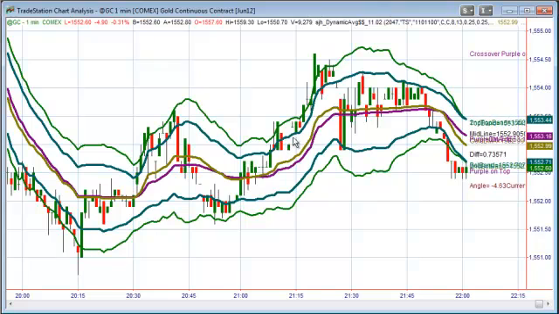The first band, the inner one, is cyan, dark cyan, and it is 1.2 average true ranges away from the appropriate dynamic moving average. It varies whether it's the top or the bottom one. And the green, dark green band on the outside is 2.0 average true ranges away from the appropriate dynamic moving average. So this is what I use for my trading, and I'll tell you exactly how I do that next time.